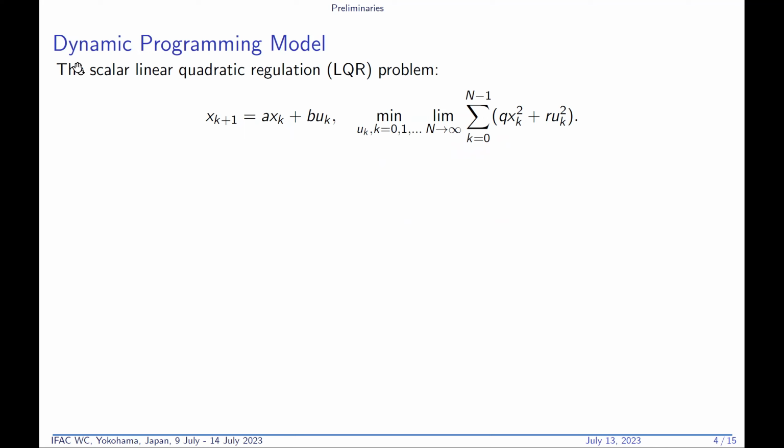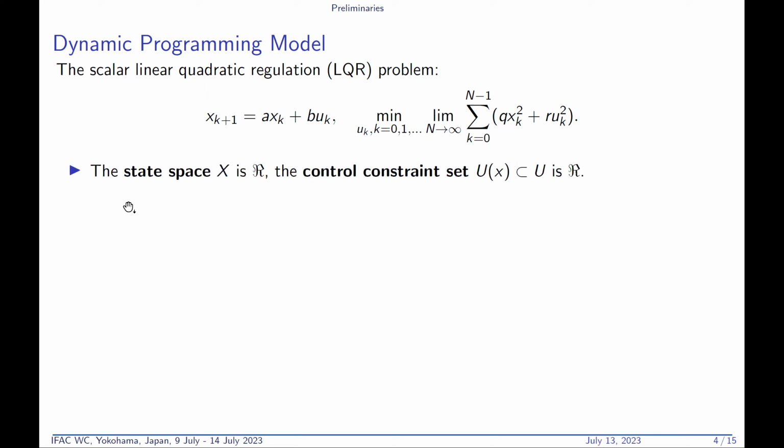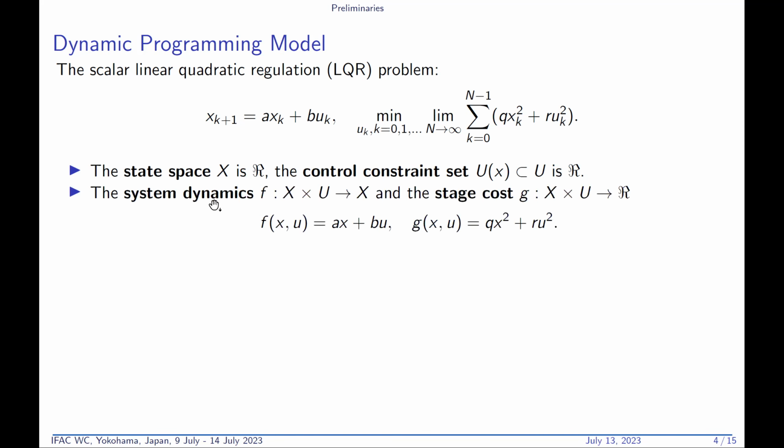As we mentioned earlier, the analysis is couched on the dynamic programming model. So in what follows, we will use the scalar linear quadratic problem as a vehicle to introduce the related concepts. It involves the state space denoted as X and a control constraint set U(x). For the LQR problem, both of them are real numbers. It involves a system dynamics that maps the product of state and control to state, and the stage cost that maps state and control to a real number. For the LQR problem, it's a linear system and quadratic cost.